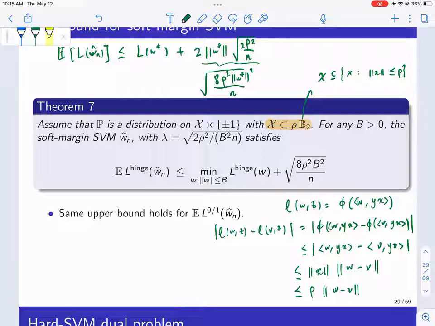The same upper bound holds for the L01 loss, but it would be in terms of the best hinge loss, not the best L01 loss. Okay. Questions?